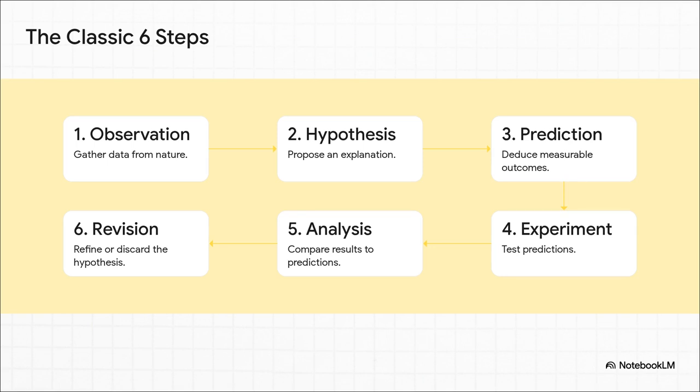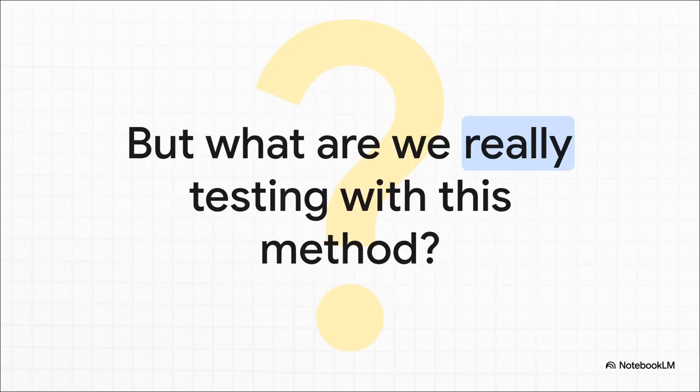You see something interesting, you come up with a hypothesis to explain it, you make a prediction, and then you go test it. And then, based on those results, you analyze what you found and you revise your idea. It's this incredibly powerful loop that just keeps refining what we know. But here is the million-dollar question. Is this powerful loop testing reality itself, or is it just testing our ideas about reality? Because that distinction, well, it changes everything.